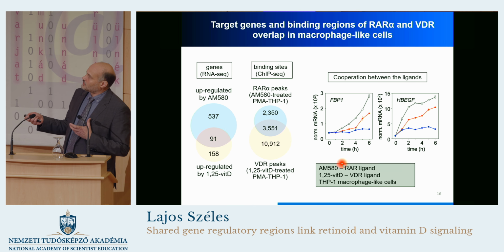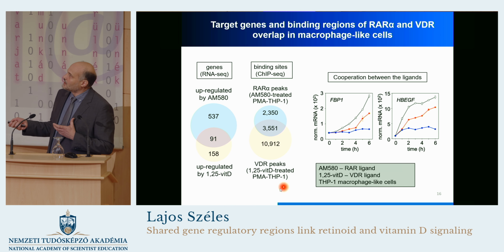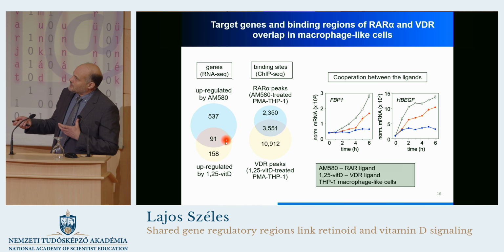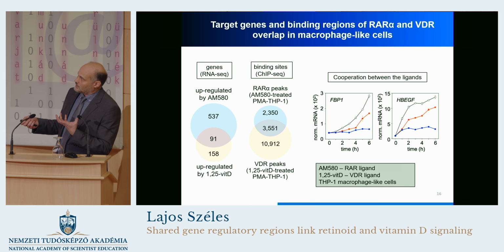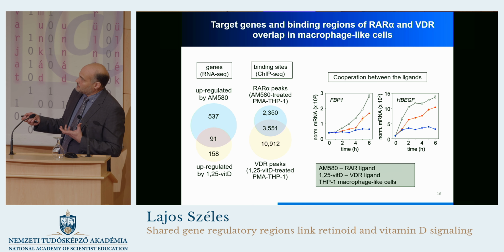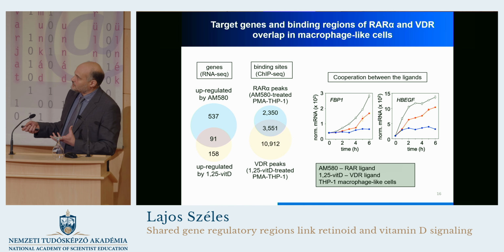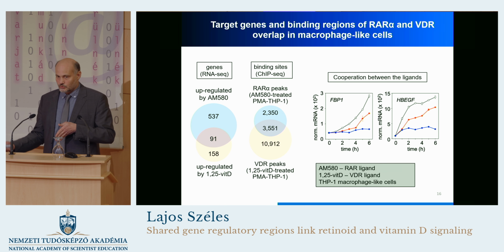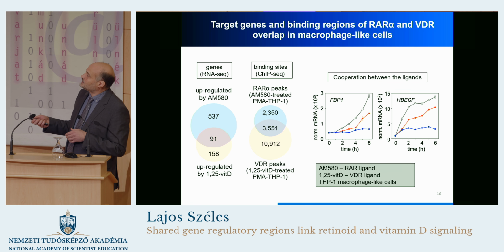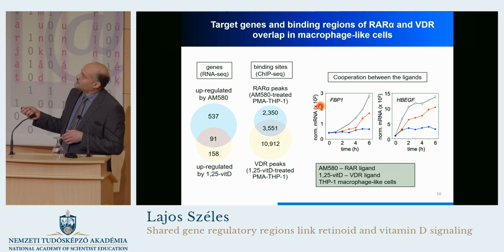So we use a special synthetic agonist, retinoic acid receptor ligand, and the vitamin D. In this way, we could identify the genes which are regulated together by these two ligands. Similarly, we could identify the binding regions which are occupied by two types of receptors. Moreover, we could identify the genes which are regulated together.